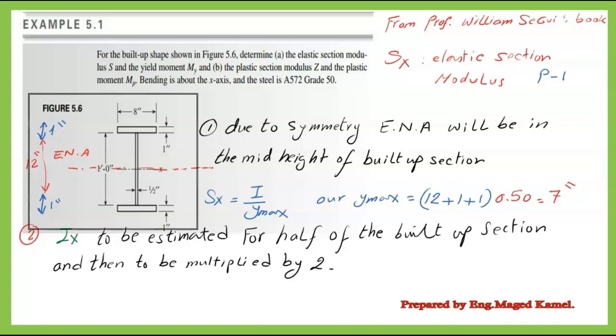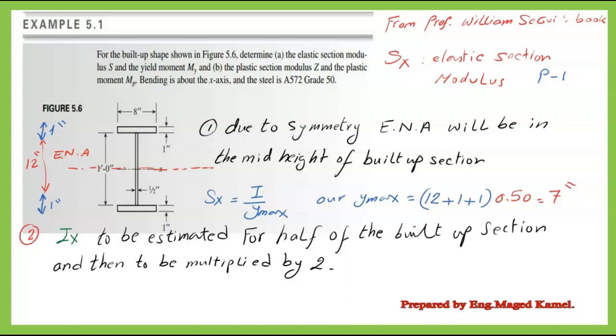The overall height of the given section is 1 foot plus 2 inches, which can be expressed as 12 plus 2 equal to 14 inches. Due to symmetry, the elastic neutral axis will be located at the mid-height of the given section. The expression of the elastic section modulus capital S sub x is equal to Ix divided by Y max. Y max is measured from the elastic neutral axis to the top, which is equal to 7 inches.